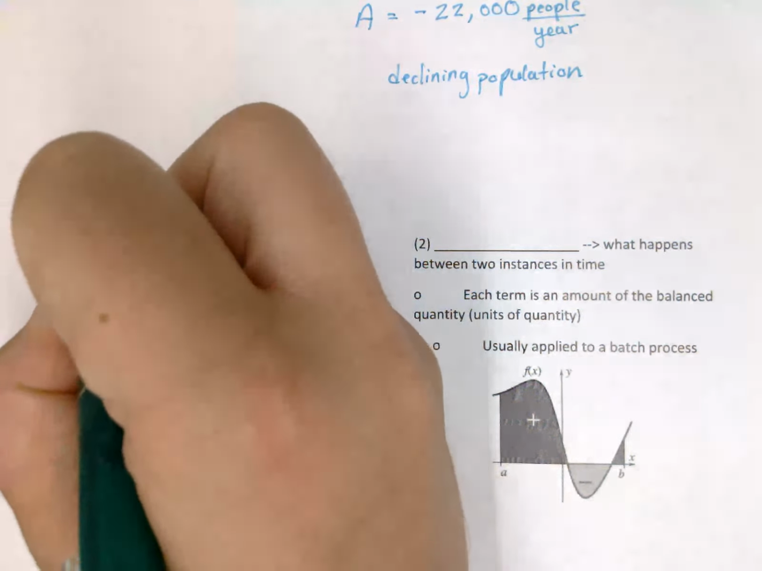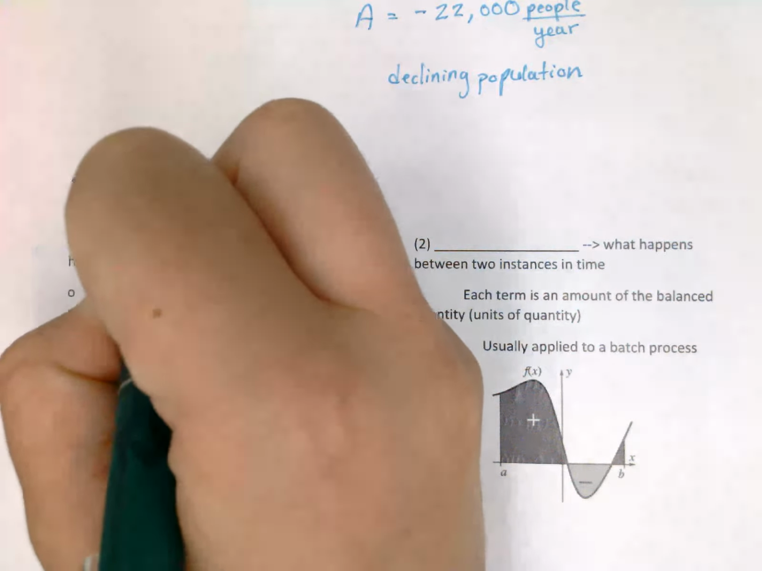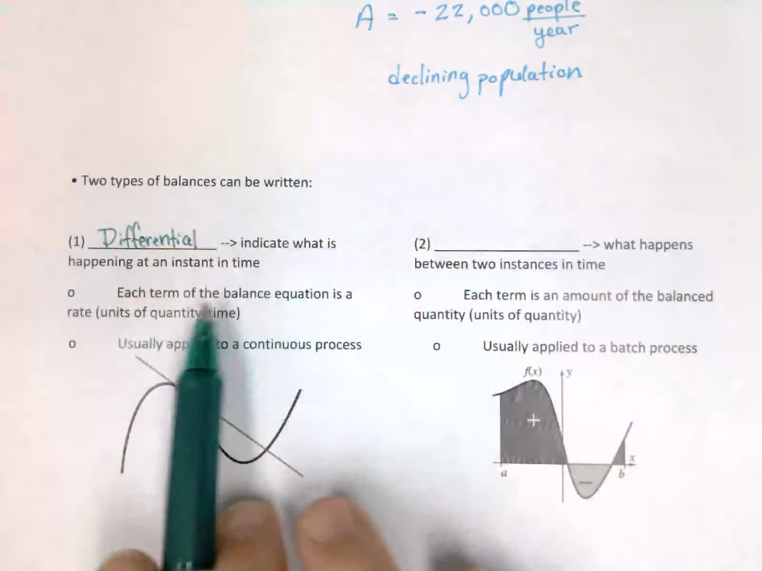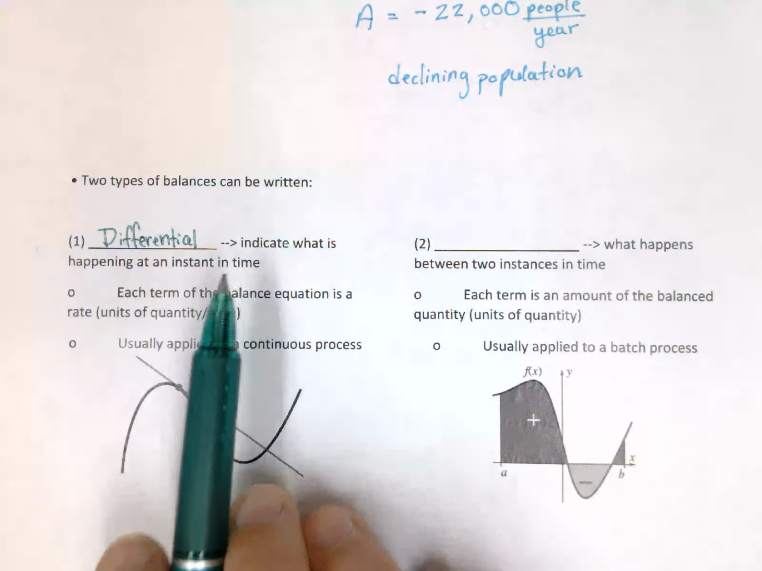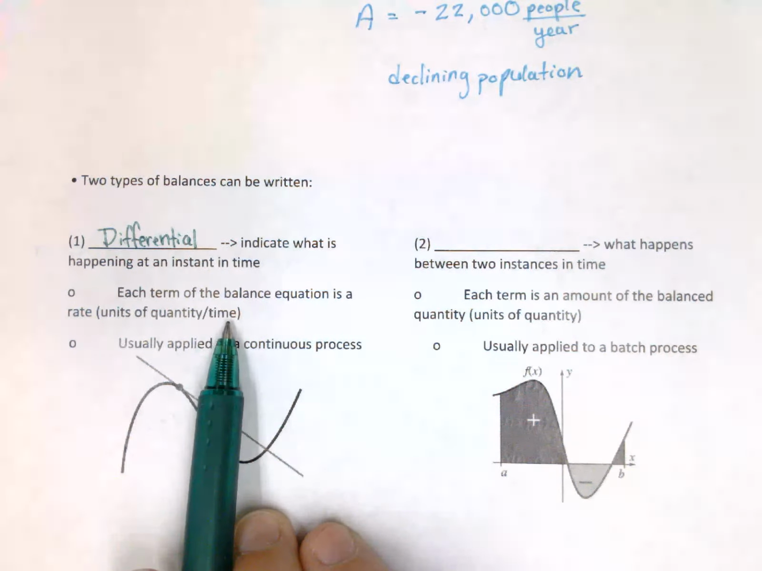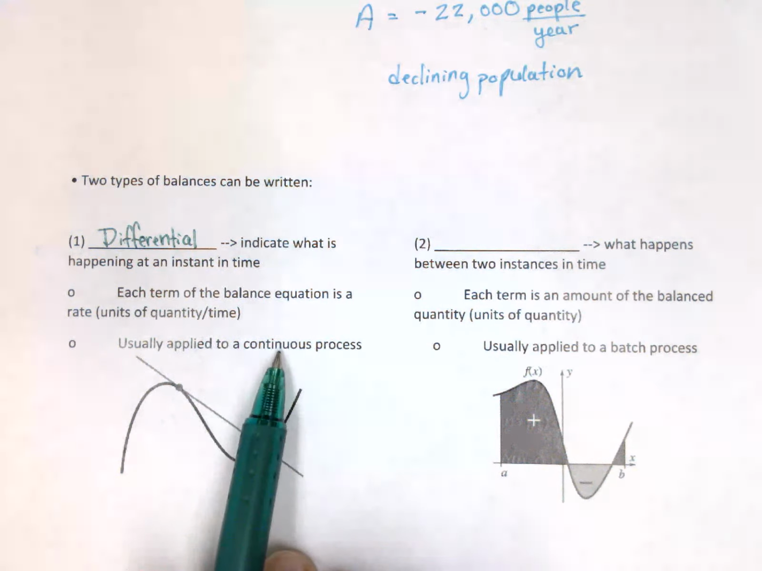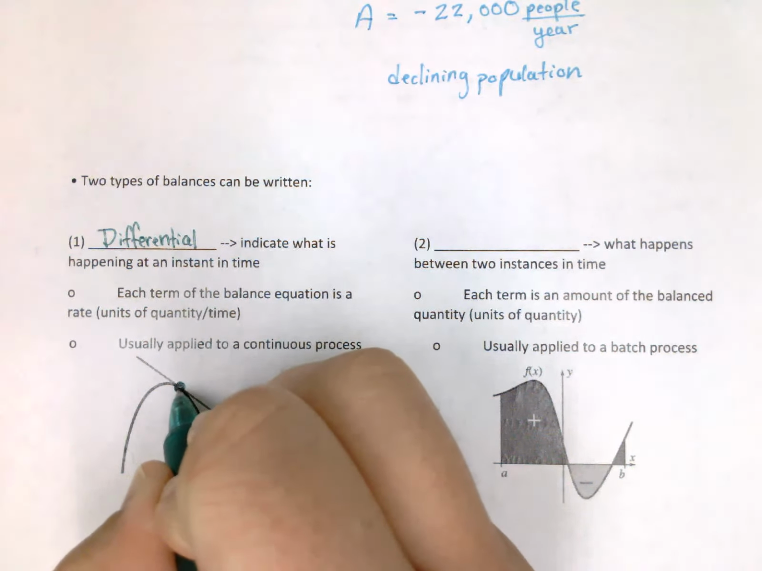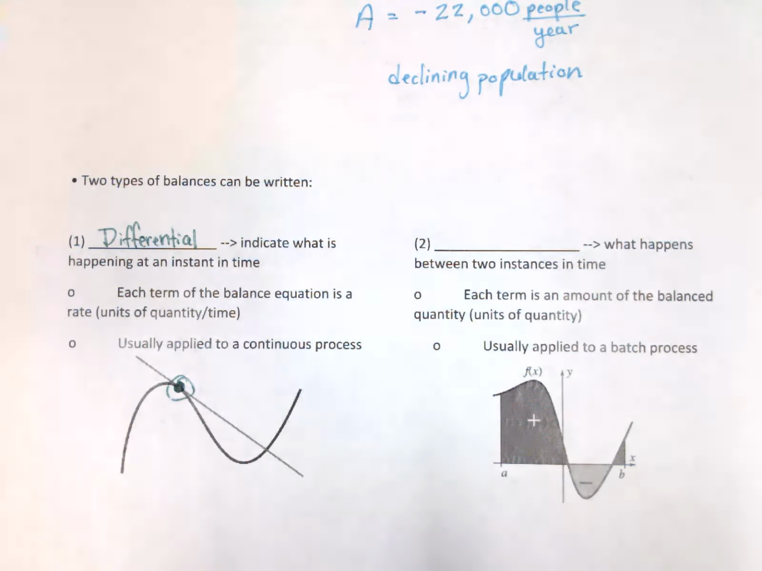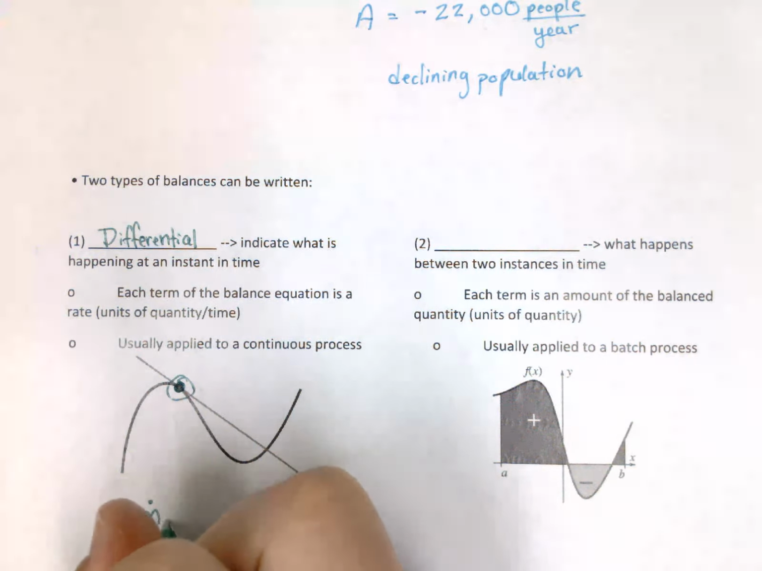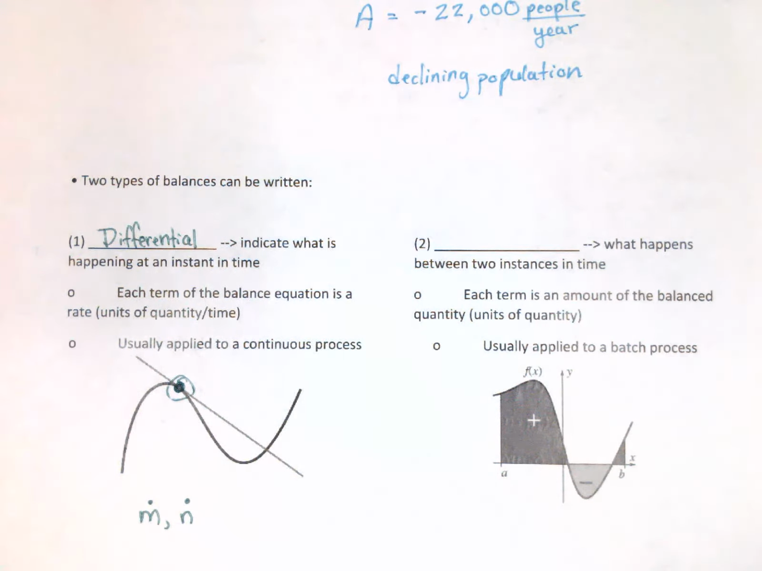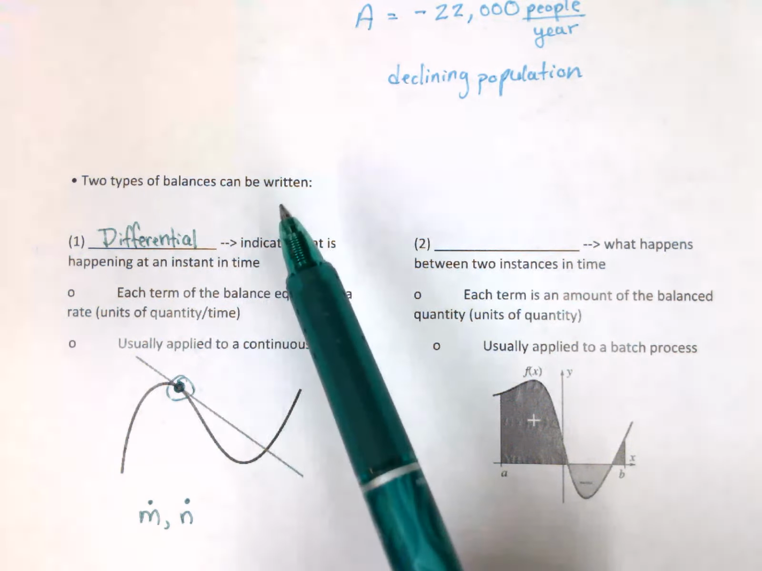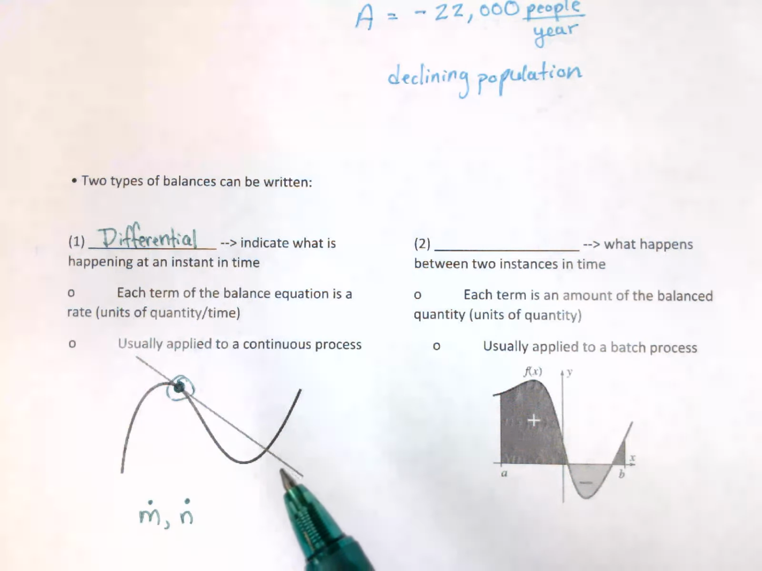So, first things first, two different types of balances can technically be written. We can have what's called a differential balance. And this indicates what's happening at an instant in time. So each term of the balance equation is a rate, and it's usually applied to a continuous process. So it's like a derivative, right? We're looking at a point in time. So we'll be using things like m dot, n dot going forward. This is the common way that we do this in the class, but it doesn't mean that we can't look at other things as well.